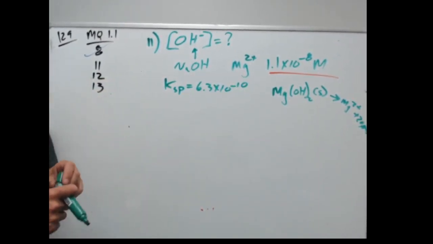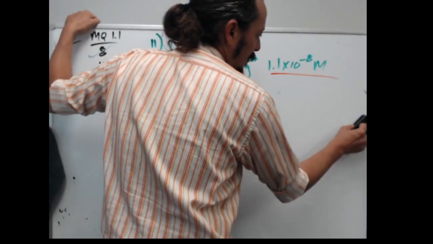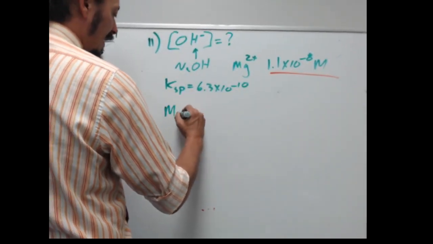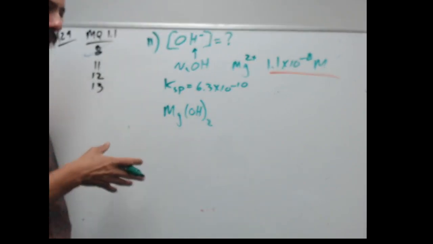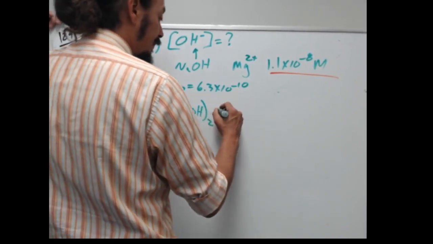So now I want to set up a solution, and I'm going to rewrite this someplace where I don't run into the edge of the board. So now when I set this up, I'm going to have magnesium hydroxide. I'm going to add the hydroxide in. The hydroxide should do a chemical reaction with the magnesium nitrate to form solid.